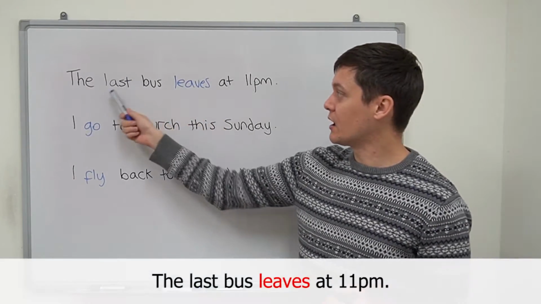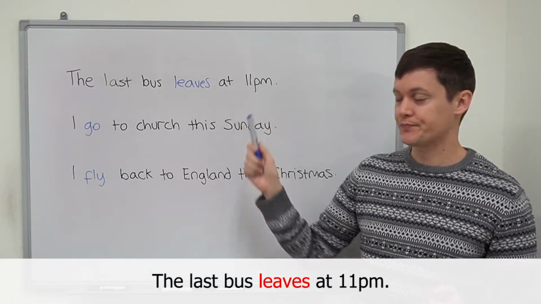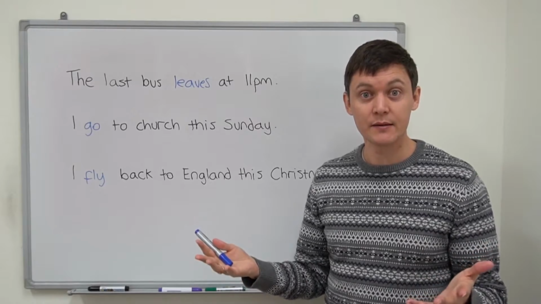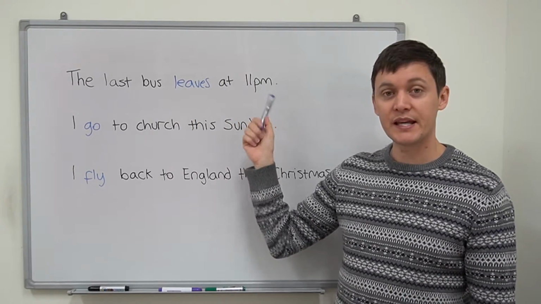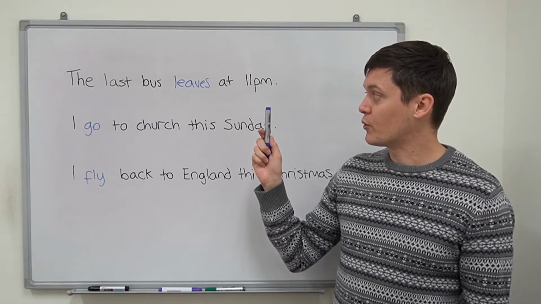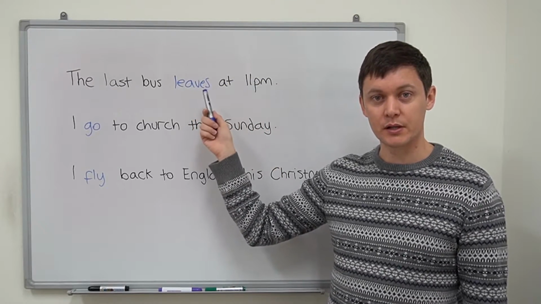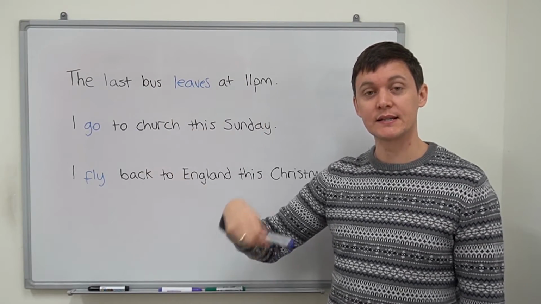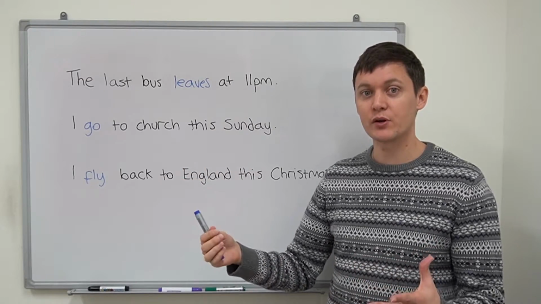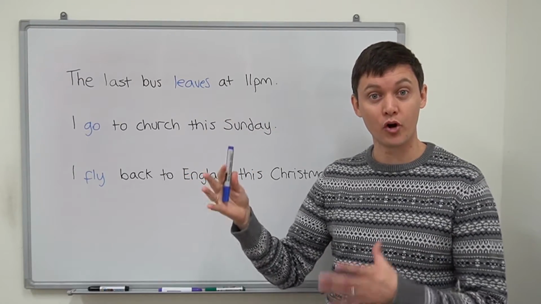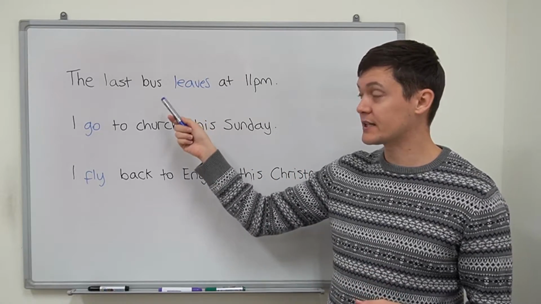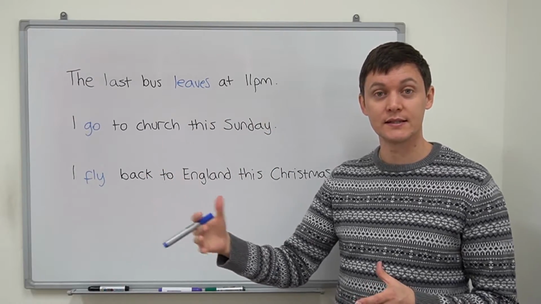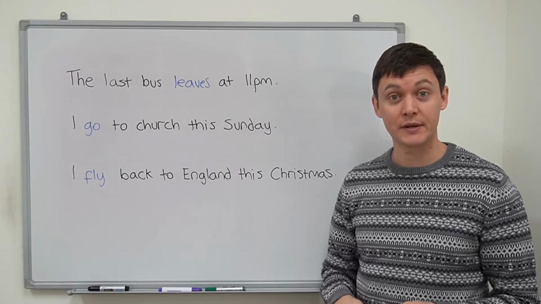The first one is, the last bus leaves at 11 p.m. Now, this is referring to the last bus today, perhaps, and it leaves at 11 p.m., which is the future. Now, why do we use the present simple? The bus is on a timetable. It's a repeated schedule. Maybe every day or every week, it finishes at 11 p.m. on that day. So we use the present simple to show that it is a scheduled, a timetabled event in the future. The bus leaves at 11 p.m.